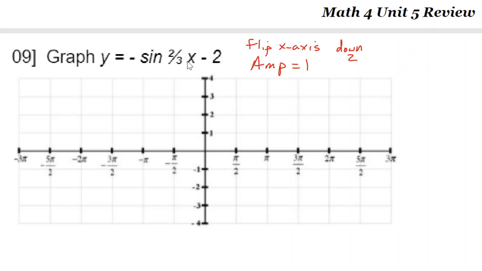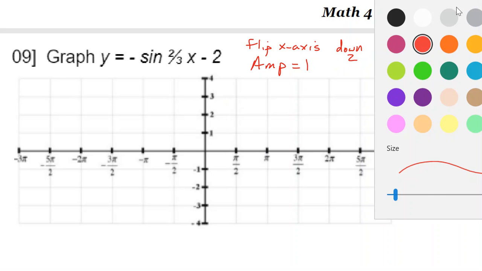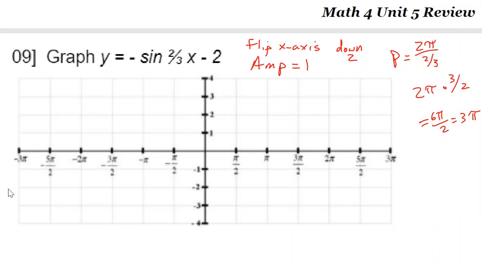And then for the 2/3, it's going to be 2 pi over 2/3, which we're going to flip and multiply. That's going to give us 6 pi over 2, or 3 pi. So we are shifting down 2, so we need to mark that first.